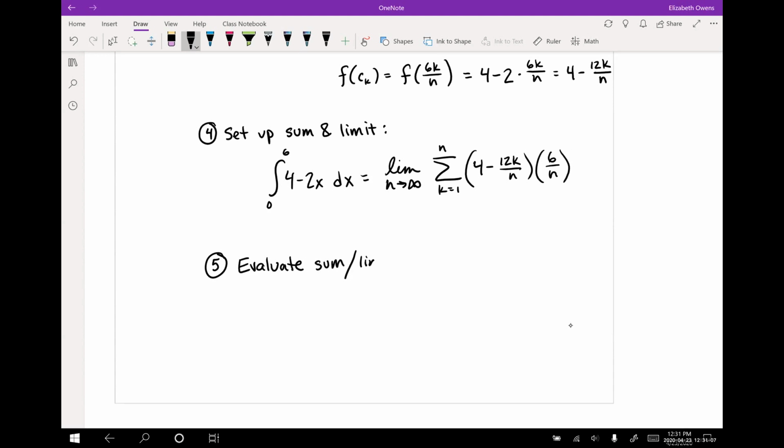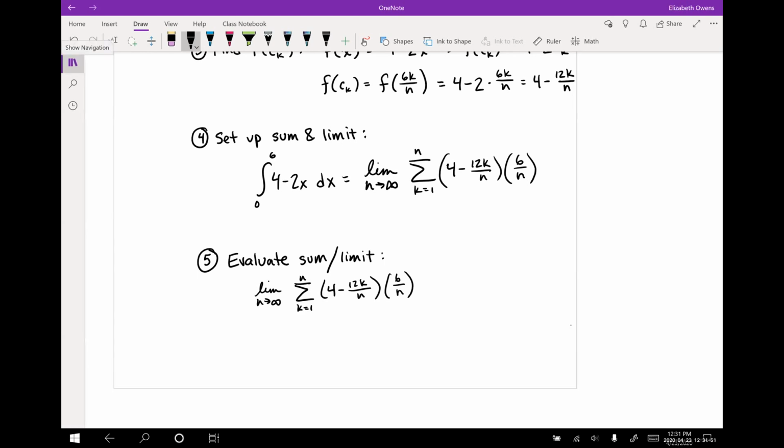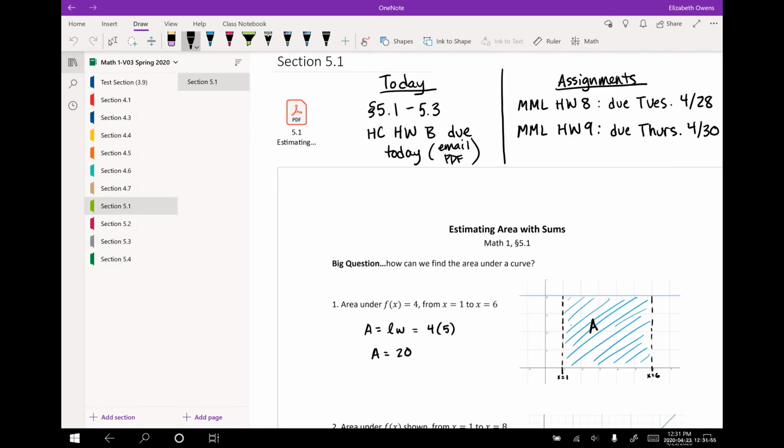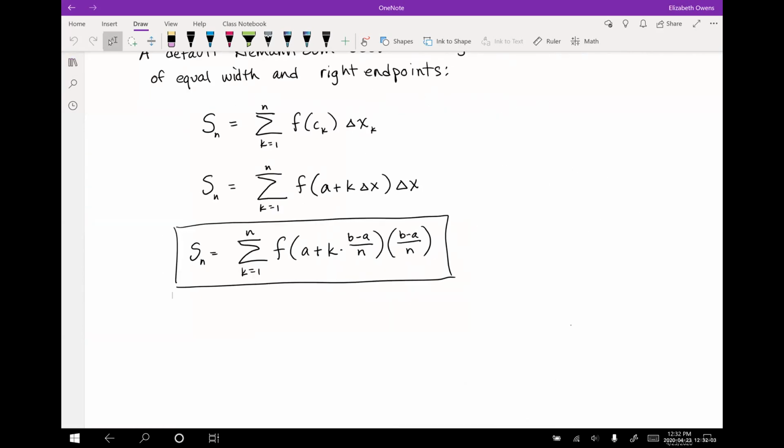And while this is good stuff, good work that we've done up to this point, step 5 is really the one where everything happens. So in evaluating the sum and limit, we are taking the limit as n goes to infinity of the sum. So we're going to need to do the sum first and then take the limit of that result. And in doing this, it's going to be helpful to know the properties and algebra of finite sums from section 5.2. So let me just flash those up real quick.